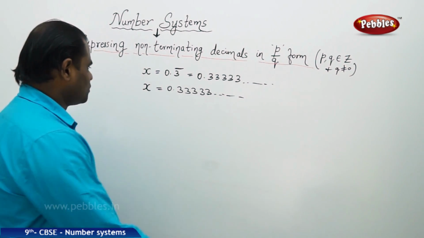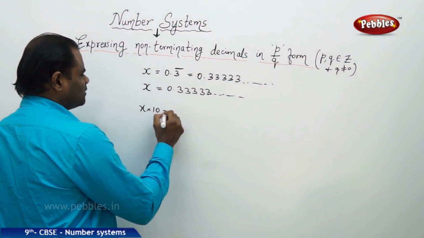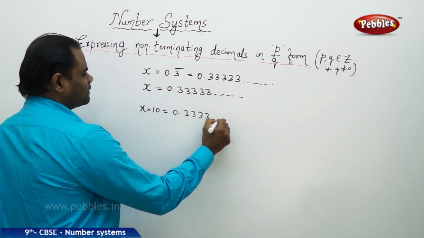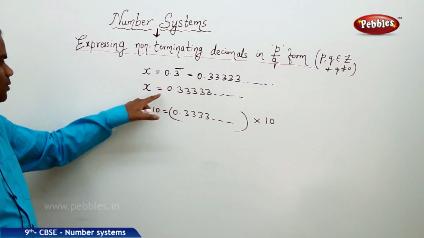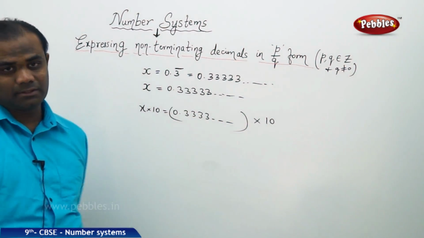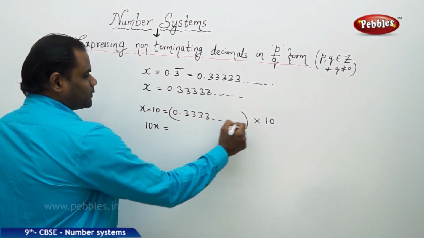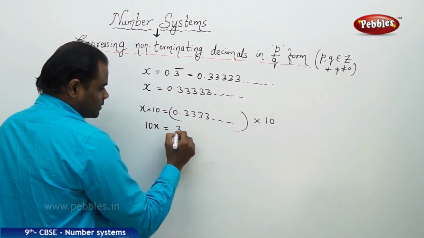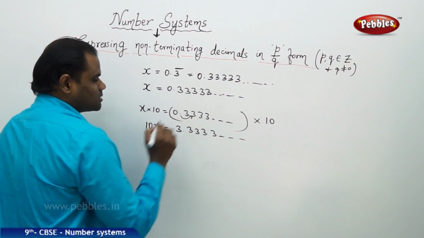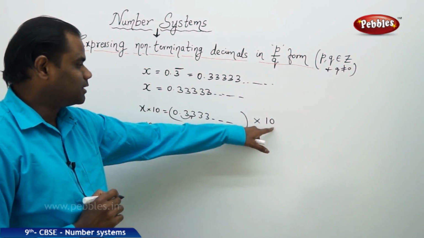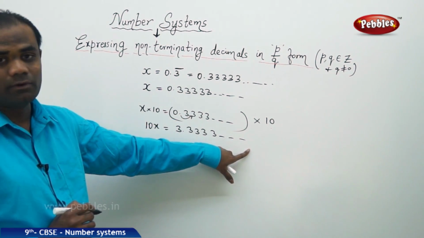Then I multiply 10 on both sides, so that x times 10 is 10x, and 0.333 and so on times 10 is 3.333, because the 0 makes the decimal shift to the right, and the 0 vanishes when the decimal shifts to the right, giving 3.333 and so on and so forth.